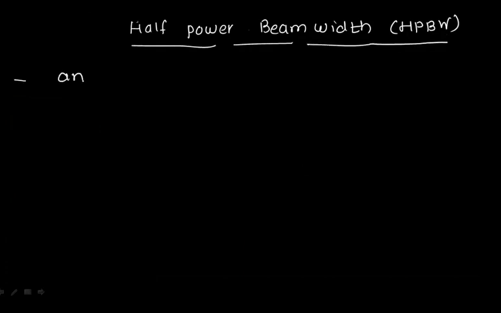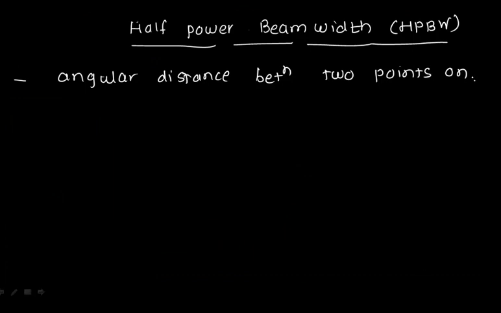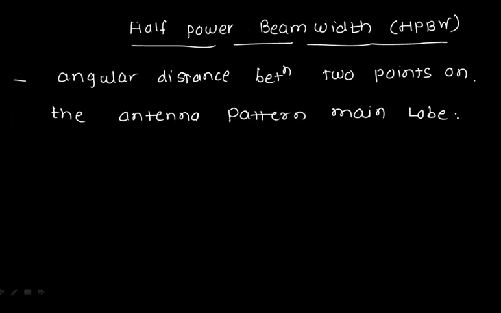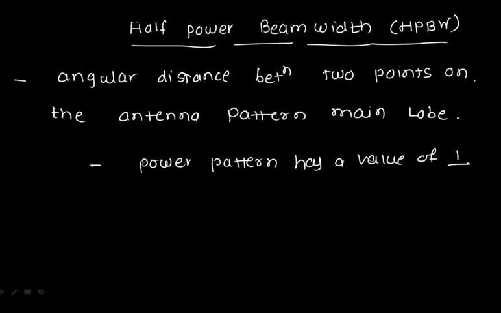So I can say this is the angular distance between two points on the antenna pattern main lobe. Now this will be different if your plots are different. If I'm talking about the power pattern, the power pattern has a value of 1 by 2, or half.